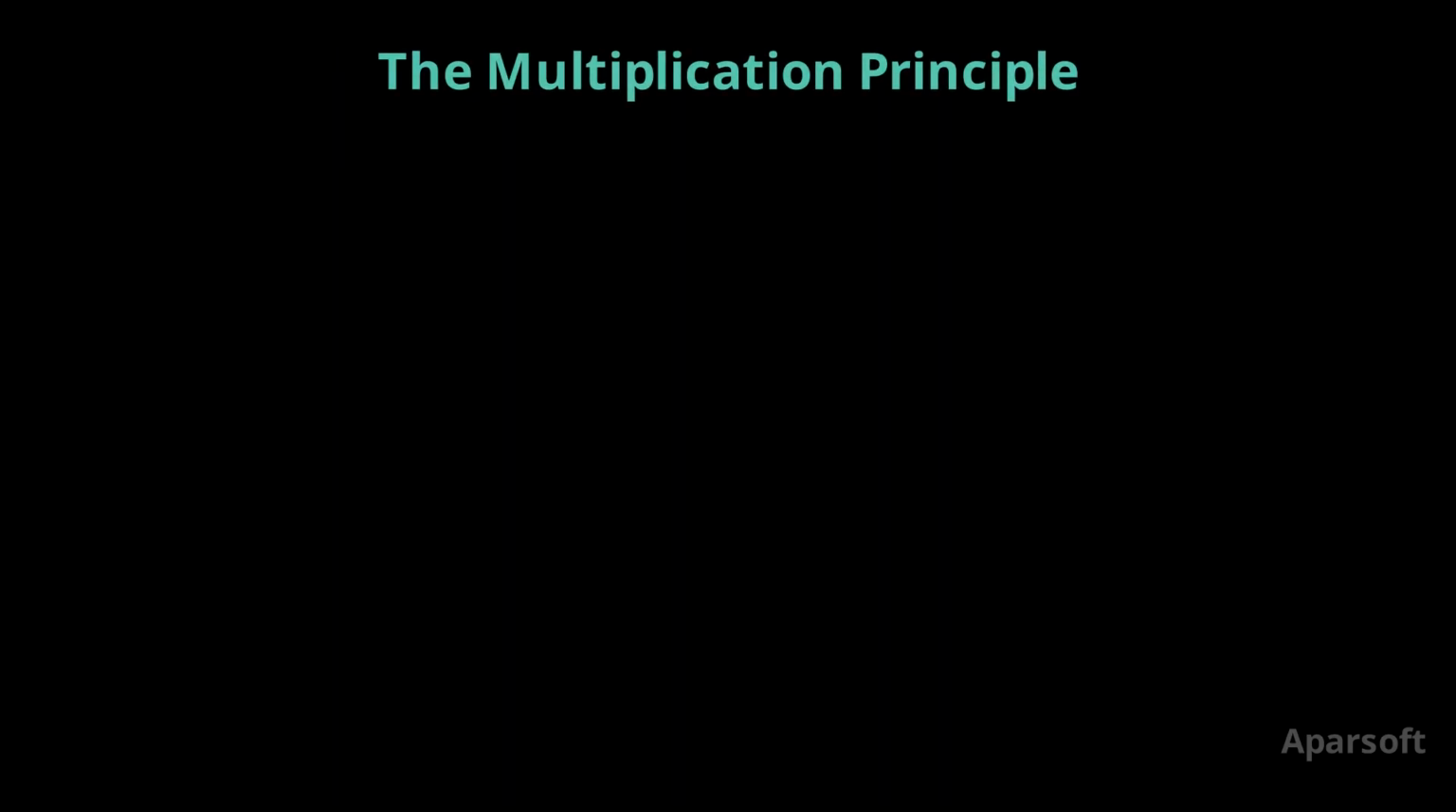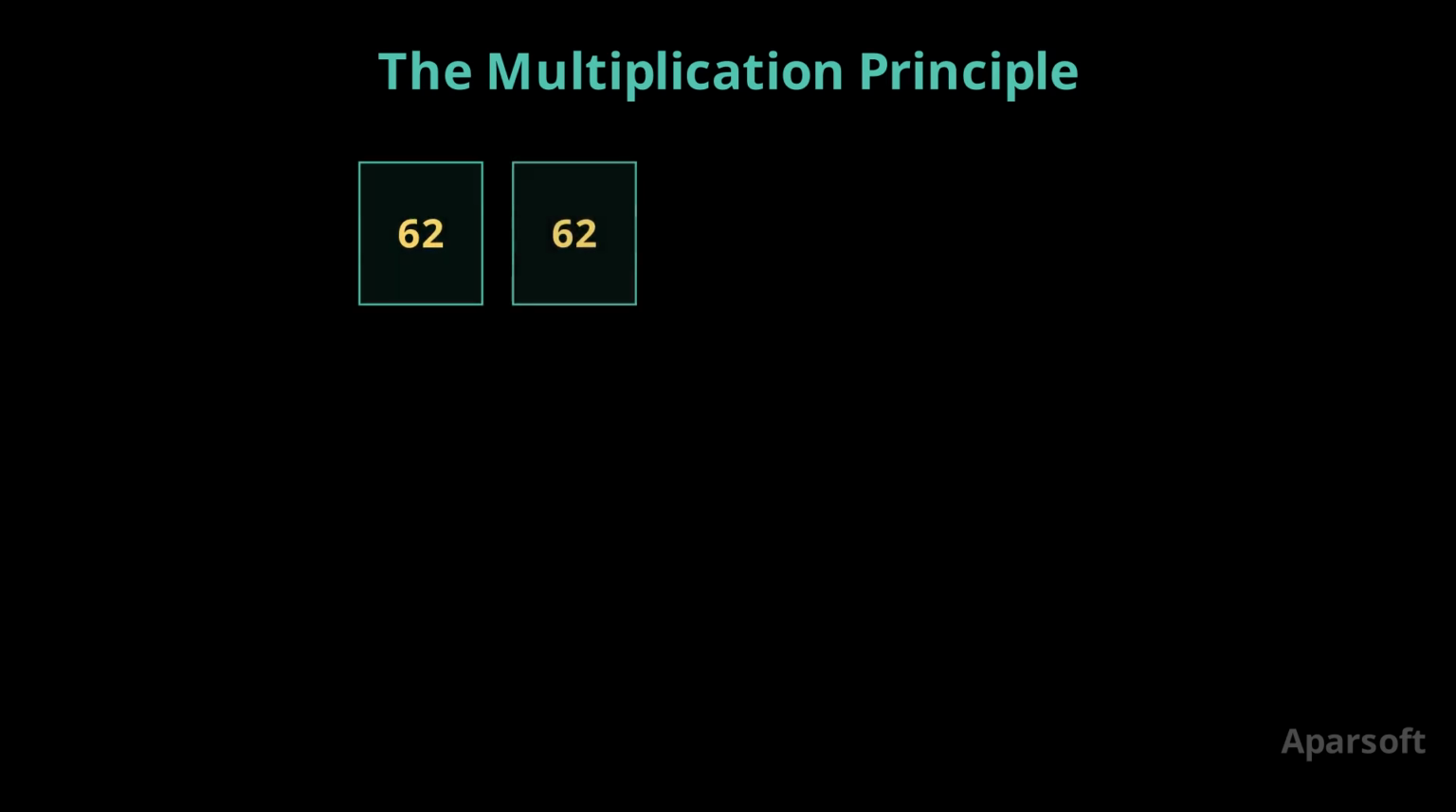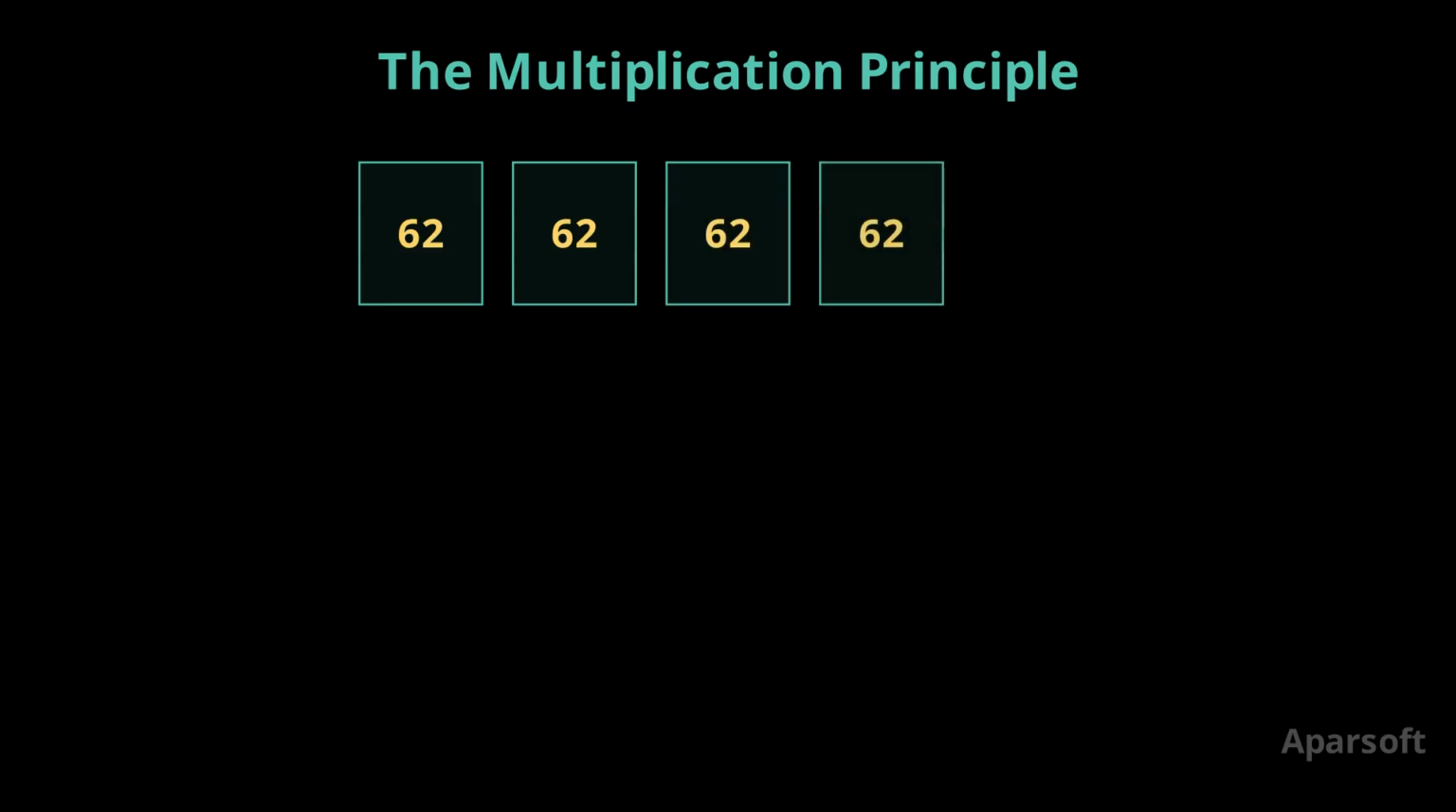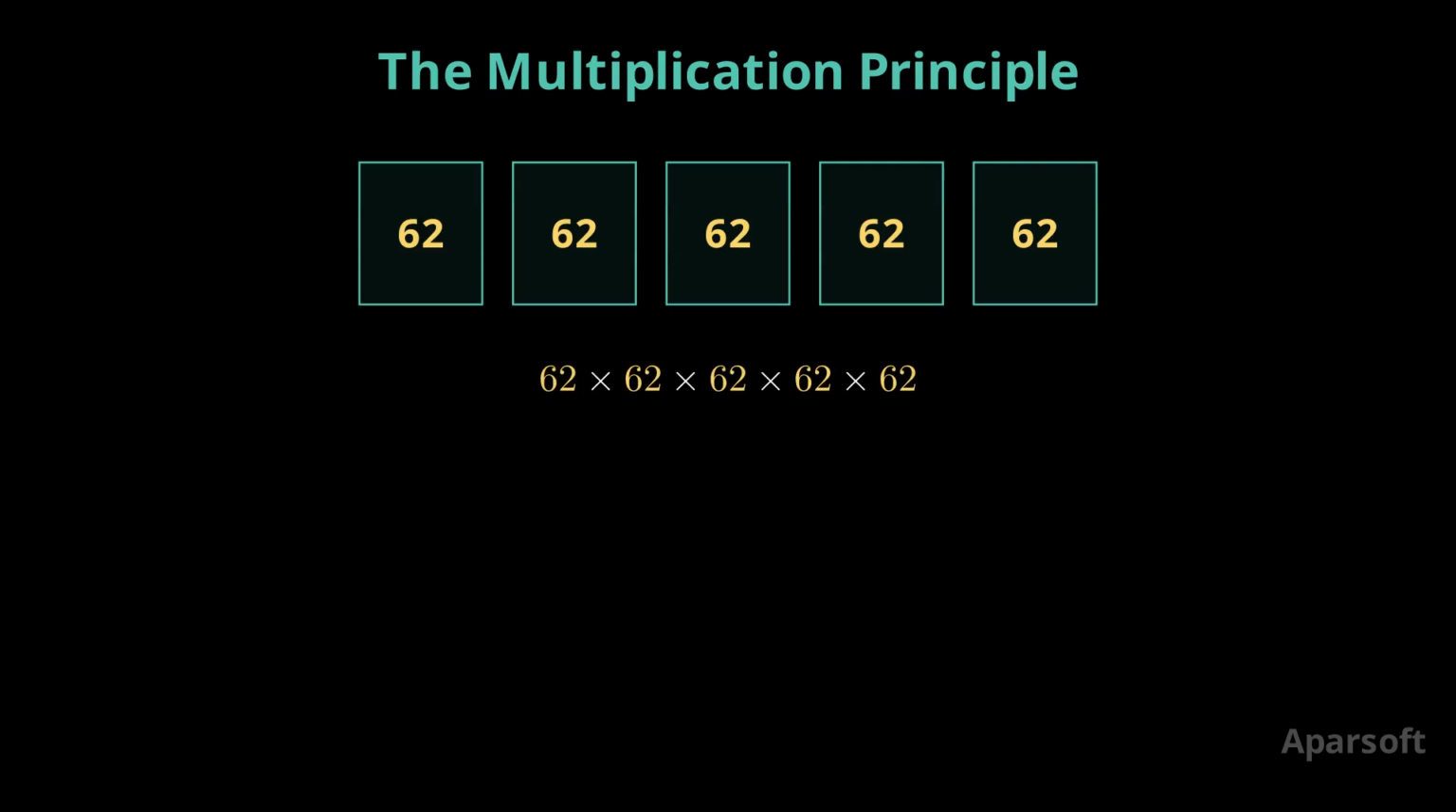Now here is where the magic happens. Remember our warm-up? Each slot had 10 choices, so we multiplied. Same idea here. Each of the 5 slots has 62 choices and they are all independent. Slot 1, 62 options. Slot 2, 62 options. Slot 3, 62. Similarly slot 4, 62. Slot 5, 62. So we multiply 62 times 62 times 62, 5 times. That is 62 to the power 5. Same pattern as 10 to the 5 for digits only, just with 62 instead of 10.